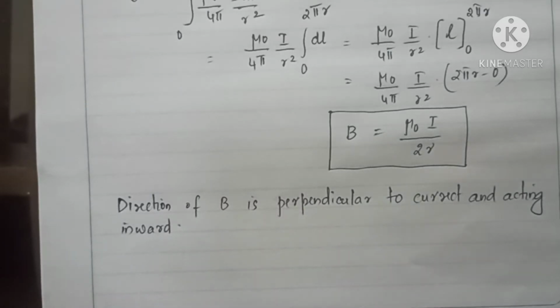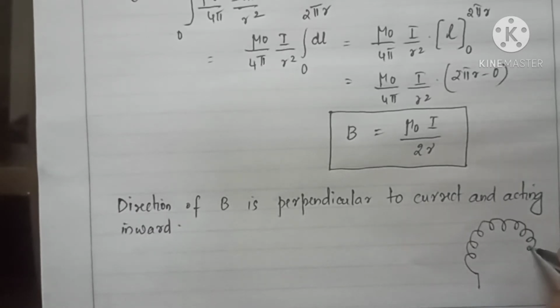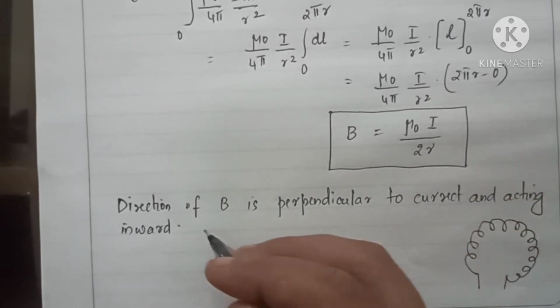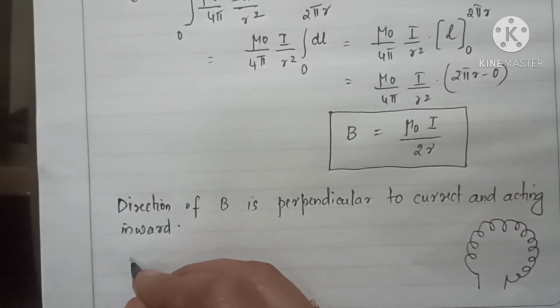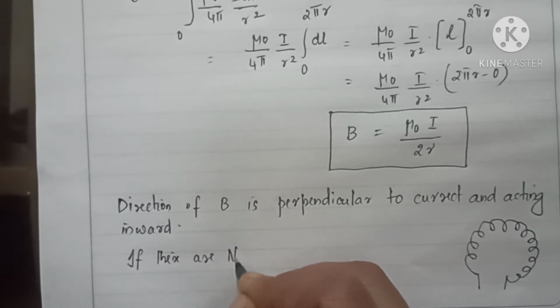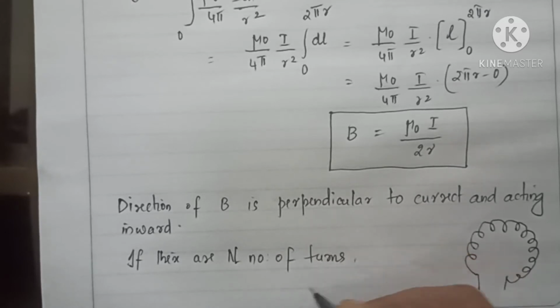Okay, now we have considered a coil here, and if the coil has a large number of turns like this, then how will the equation change? Yes, we will add the number of turns N also. So if there are N number of turns, the equation will become B is equal to mu 0 N I divided by 2R.